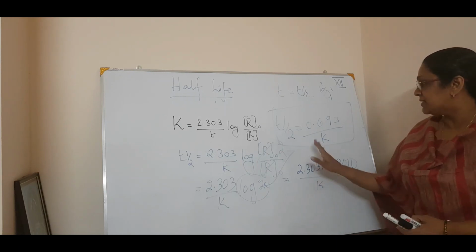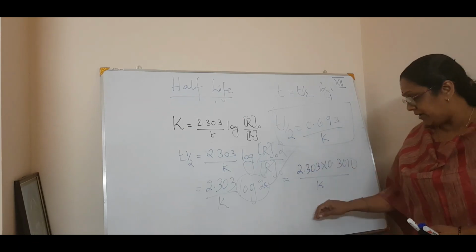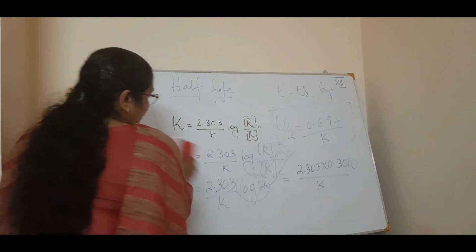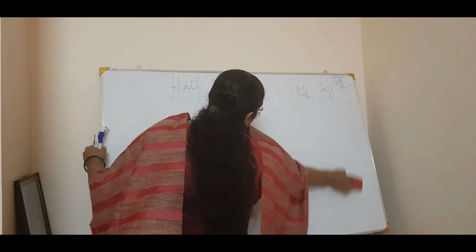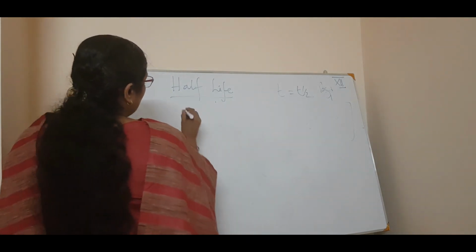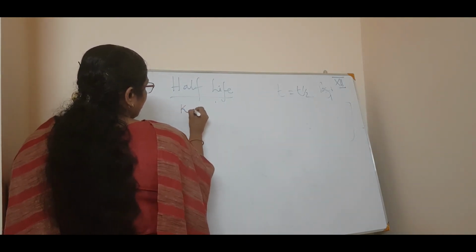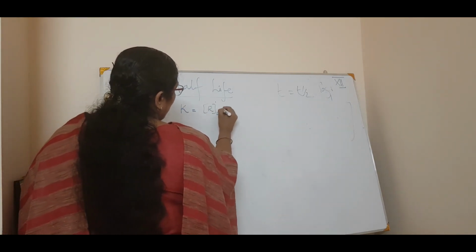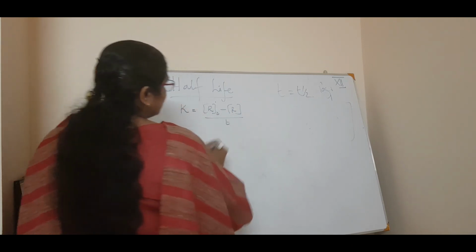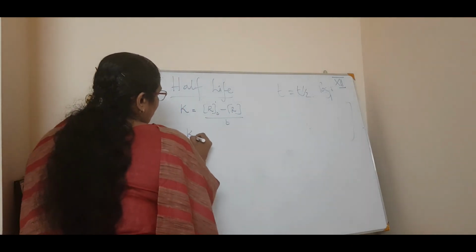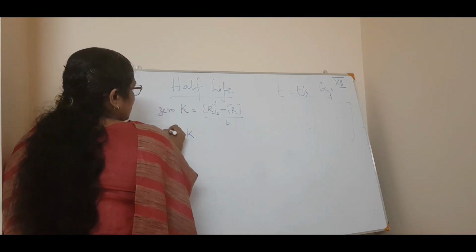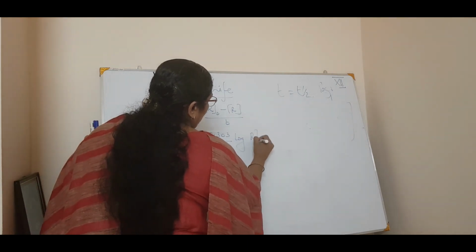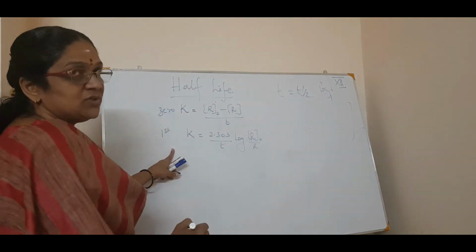Got it? This is the equation for a first order reaction. So clear? So now what all you studied till now? You have studied the equation for a zero order reaction: the rate constant is k = (R0 - R)/t. Correct? This is a zero order reaction. Now for a first order, k is equal to 2.303/t log(R0/R). Correct? You got it? Okay.